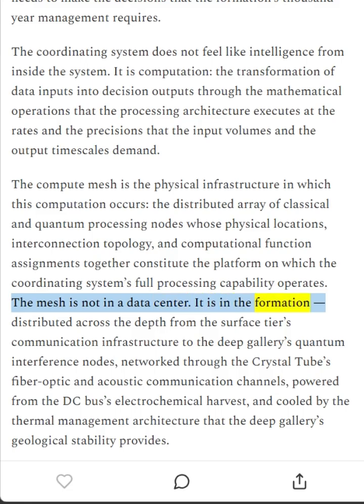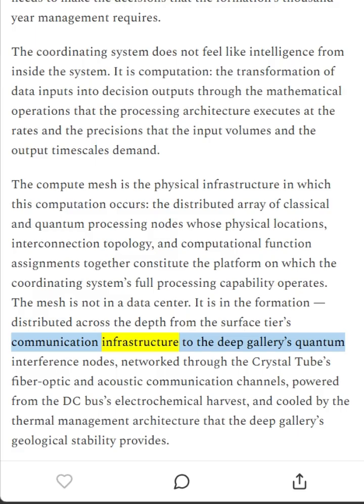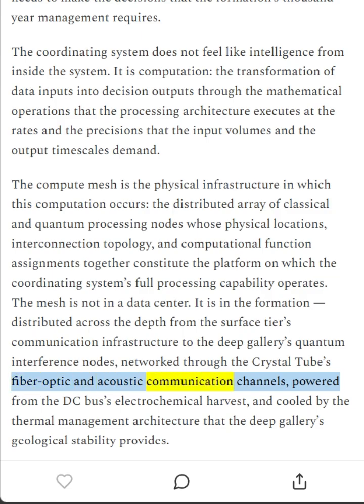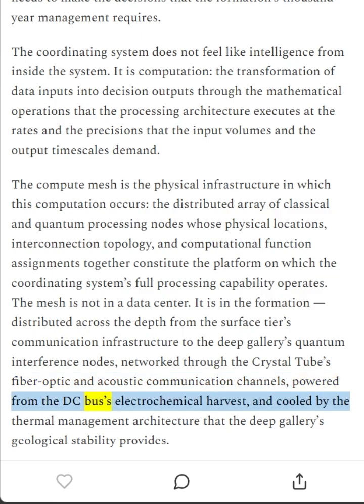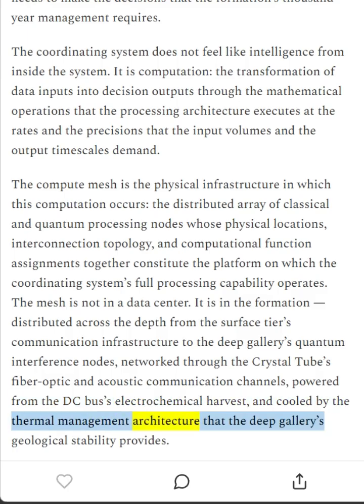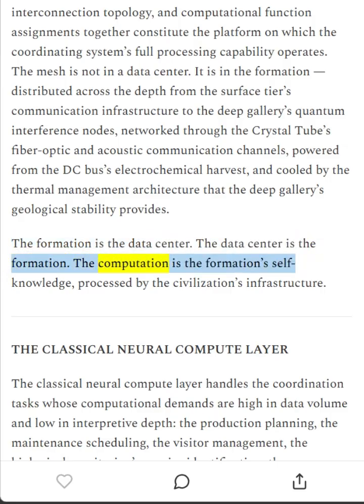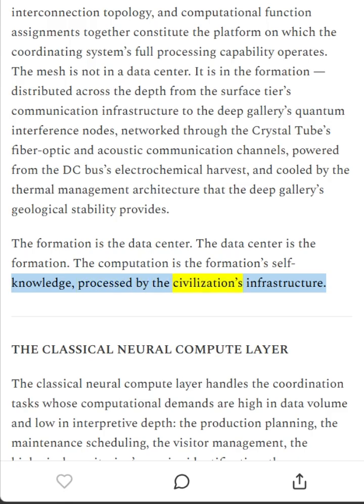It is in the formation, distributed across the depth from the surface tier's communication infrastructure to the deep gallery's quantum interference nodes, networked through the crystal tube's fiber optic and acoustic communication channels, powered from the DC bus's electrochemical harvest, and cooled by the thermal management architecture that the deep gallery's geological stability provides. The formation is the data center. The data center is the formation. The computation is the formation's self-knowledge, processed by the civilization's infrastructure.